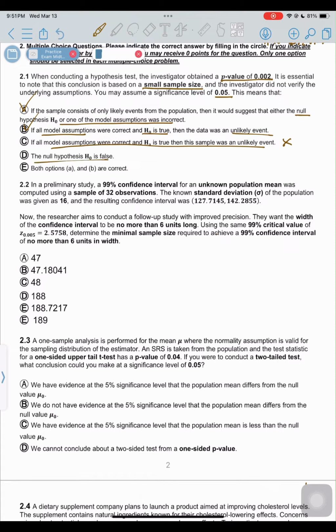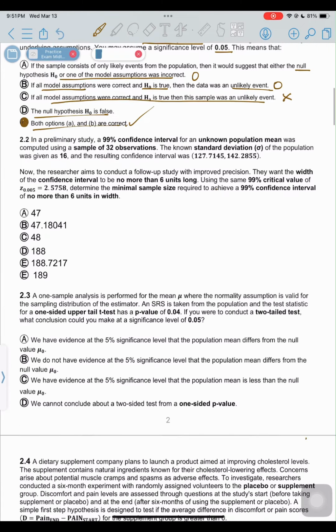So D, the null hypothesis H naught is false. You cannot say that the null hypothesis H naught is false. You can say that we are rejecting the null hypothesis, like we have evidence to reject the null hypothesis, but that doesn't mean that it is false. So that means options A and B are right. So that's going to make option E the right answer.